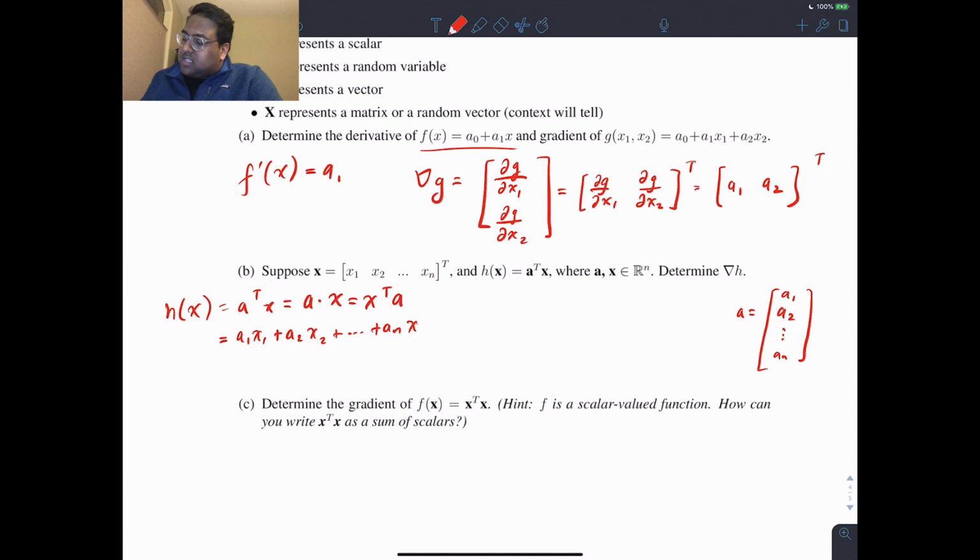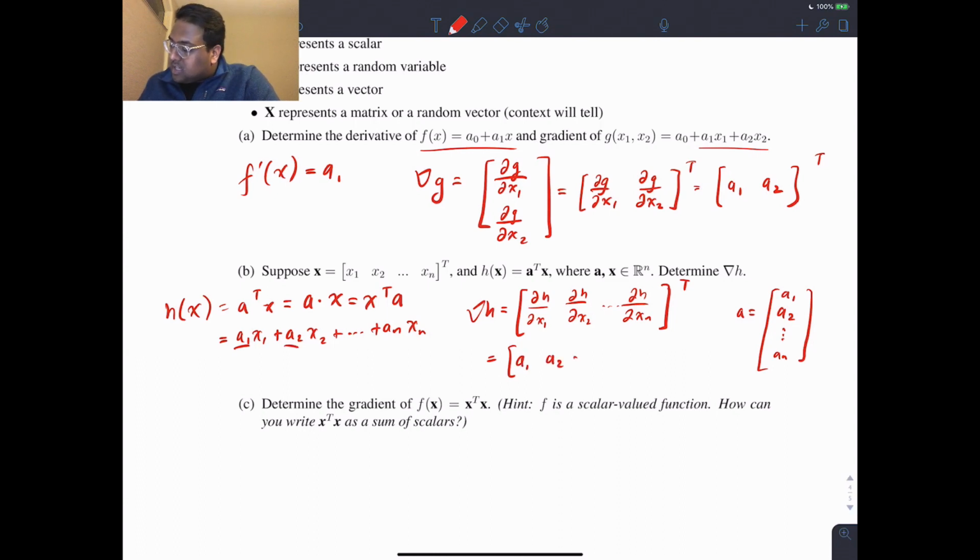So you can see that this is essentially a continuation of the previous part. We have a1 x1 plus a2 x2, and now we're just adding on a3 x3, a4 x4, and so on through an xn. Great. So now we want to find the gradient, which means we want the partial of h with respect to x1, the partial of h with respect to x2, and so on, transposed of course. What's the partial of h with respect to x1? Well, that's just a1. With respect to x2, that's just a2, and so on until we get an, transpose.